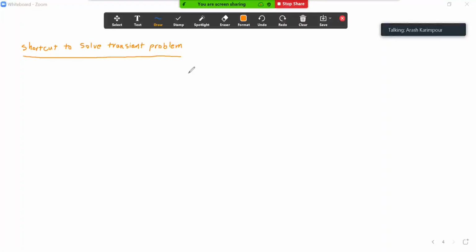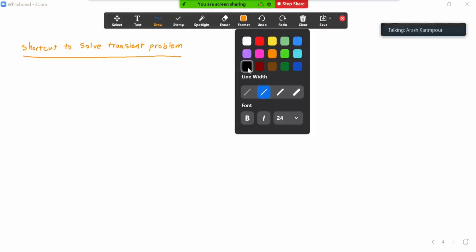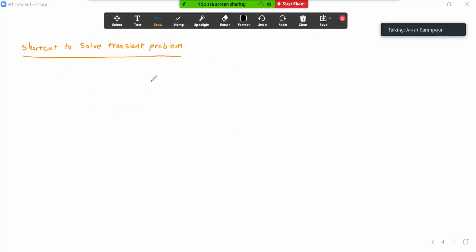But there is a shortcut to do that when you learn it. Again, this shortcut only works if there are no sources or if there are DC sources that we are going to use. So this solution is like that.